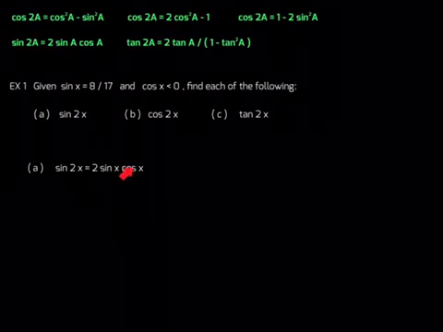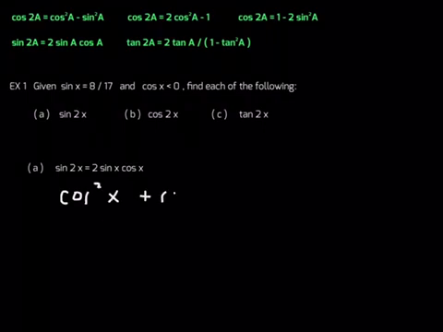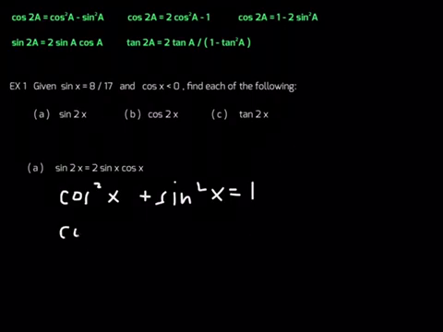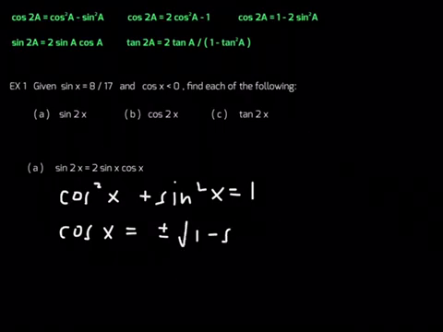So what I'm going to do is take the given information and find cosine of x so that I can plug it in here. All right? So this is what's given. What's given is that sine of x is 8/17. All right, so this is where I'm going to start. Cosine squared of x plus sine squared of x is equal to 1. That's the Pythagorean identity, okay? I need to find cosine of x. So I know cosine of x is the same thing as plus or minus the square root of 1 minus sine squared of x.